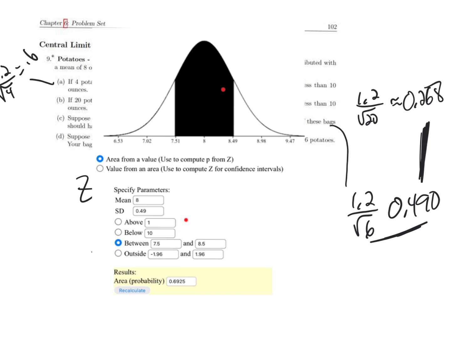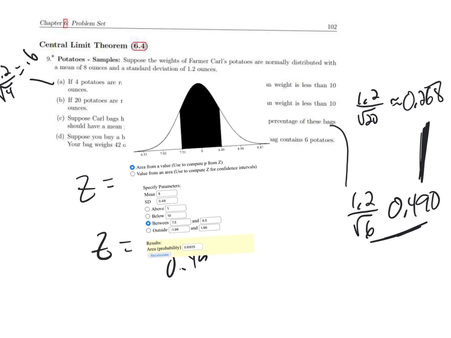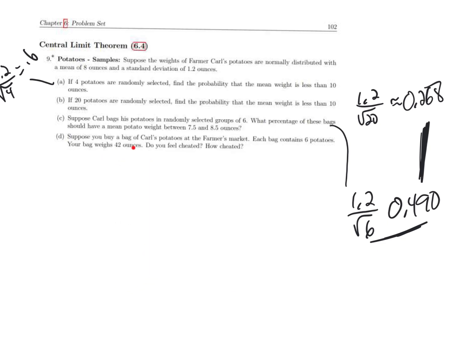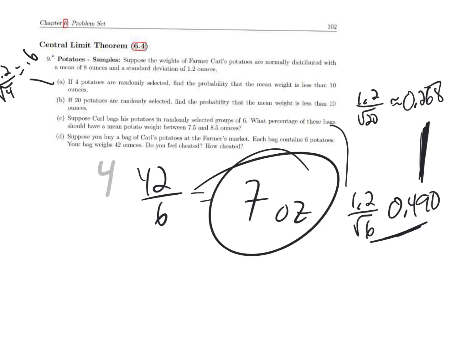Okay, very last question now. Let's come back here. So for this last one, they're saying, hey, we got a bag of 6 potatoes, and my bag weighs 42 ounces. Am I cheated? Well, let's see. I know that 42 ounces divided by 6 potatoes is an average of 7 ounces per potato. If the mean's 8 ounces, are we really low, or are we just the luck of the draw?